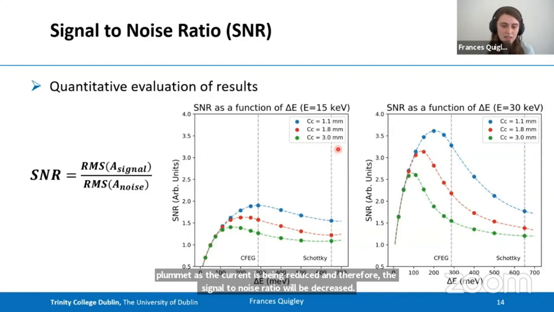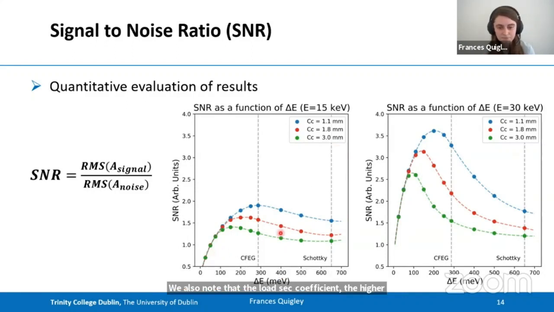We also note that the lower the CC coefficient, the higher the overall signal to noise ratio. This is a similar feature in the simulations at 30 kilo electron volts. And one thing that's really interesting to note in each of these graphs is that for a CC coefficient of 1.1 millimeter, at the energy spread of a cold FEG, the signal to noise ratio is higher than the signal to noise ratio of the peaks of the higher CC coefficients.